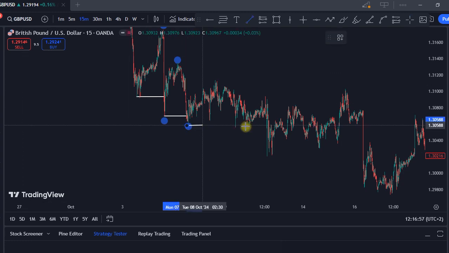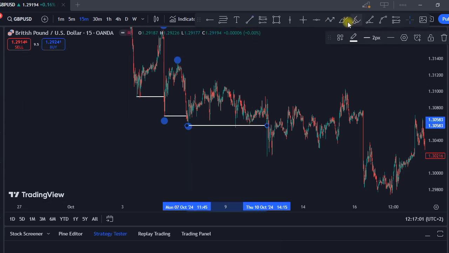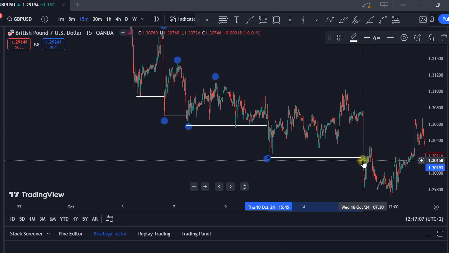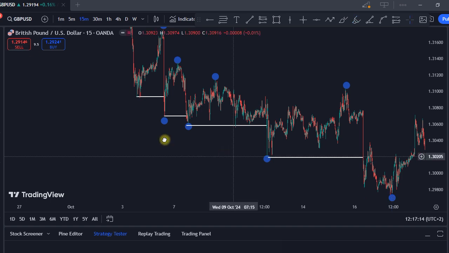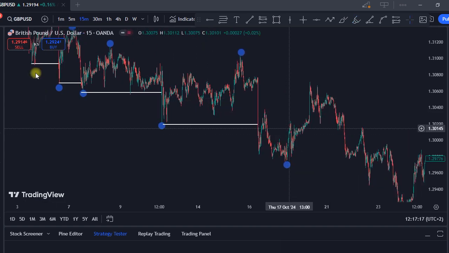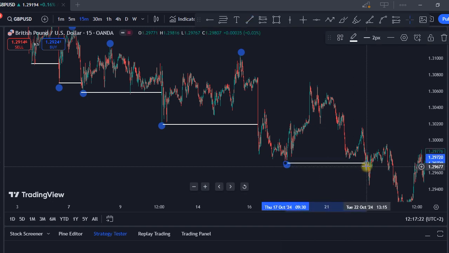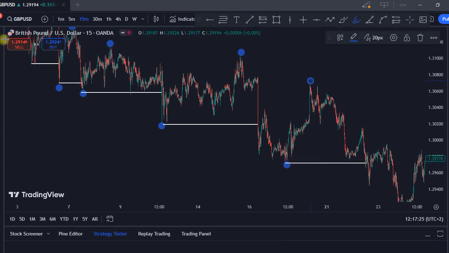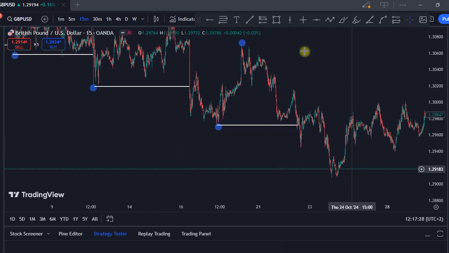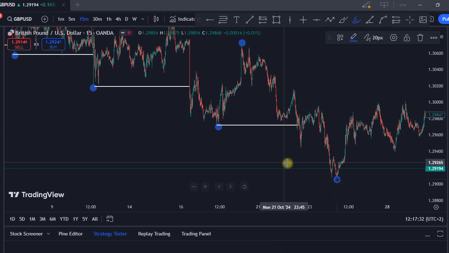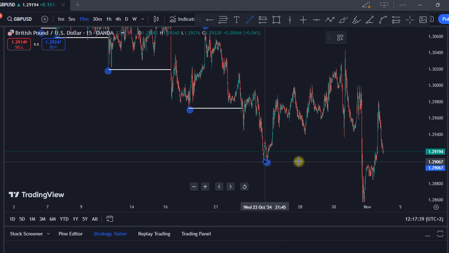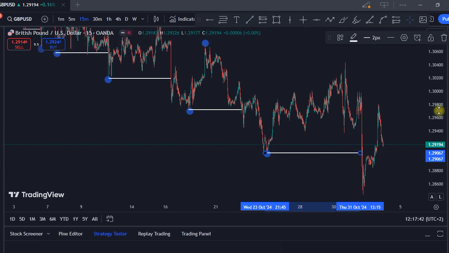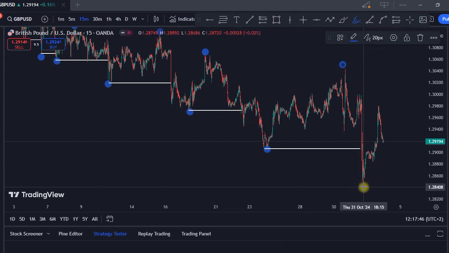Again, we have another breakout of structure over here, and again a high and a low. Again, another breakout of structure, and again a high and a low. Now let's continue with the market. As you can see, we have another breakout of structure here, and a high and a low all the way down here. We also have another breakout of structure, leading to this high over here and this low over here.